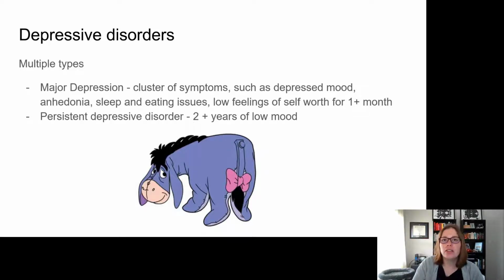So those are the two major types. There are other types like seasonal affective disorder, which tends to go with the seasons. So you get depression, for example, during the winter months. There's also premenstrual dysphoric disorder, PMDD. But basically, these are the two major types.